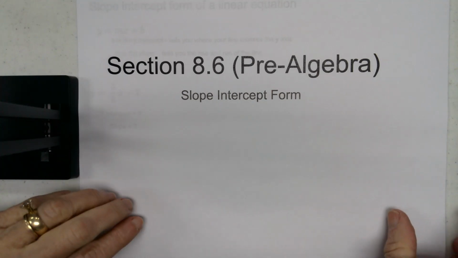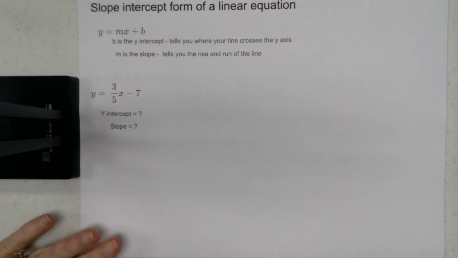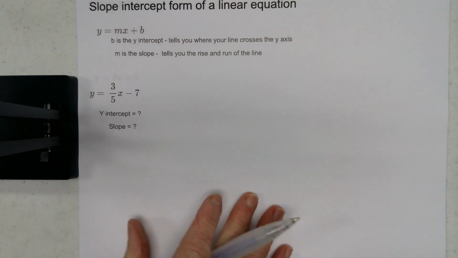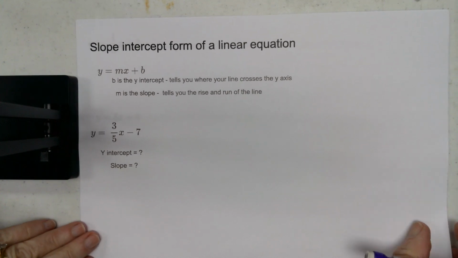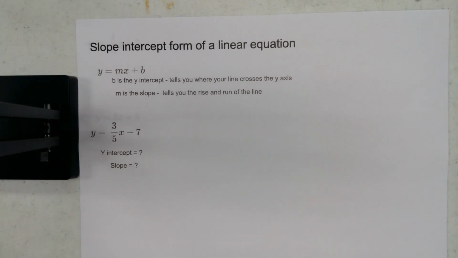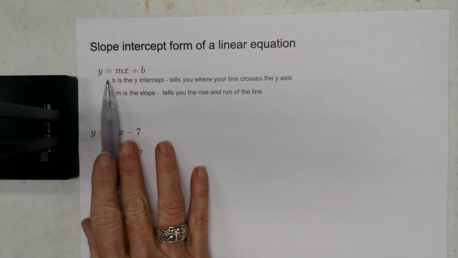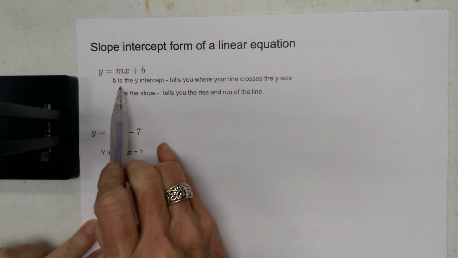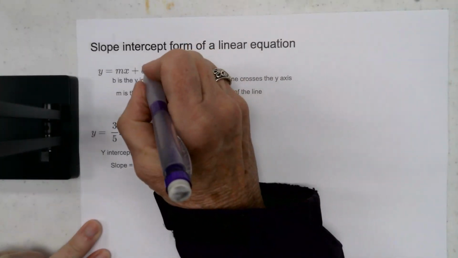Section 8.6 has to do with the slope-intercept form. Slope-intercept form is a shortcut way of how to graph an equation without plugging in points or without finding the x and the y intercept. So the slope-intercept form of a linear equation is y is equal to mx plus b, where b is the y-intercept, and it tells you where the line crosses the y-axis.